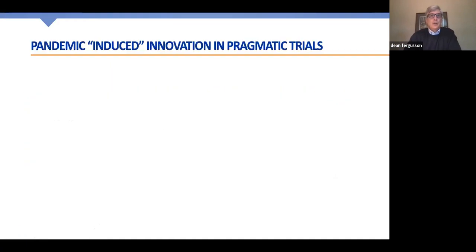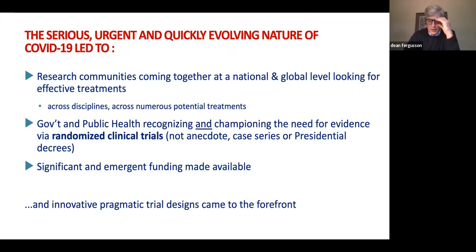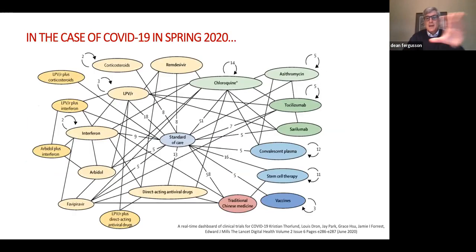And so I'm going to race through here what the pandemic did to pragmatic trials. So what happened is the urgent nature to identify potential treatments for COVID-19 brought together a lot of the stakeholders, including governments and public health, recognizing that we really do need clinical trials and randomized evidence rather than an anecdote or presidential decrees. And they put up money available to start up such trials. And very quickly, and I was glad to be part of this right from the beginning, these innovative pragmatic trial designs came to the forefront. So making sense of all potential interventions that would be thrown around at the time, how in the heck do we study these?